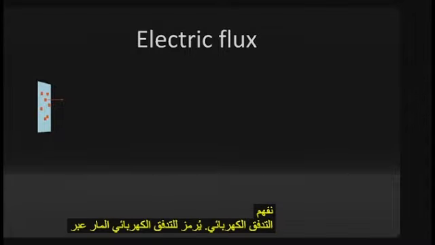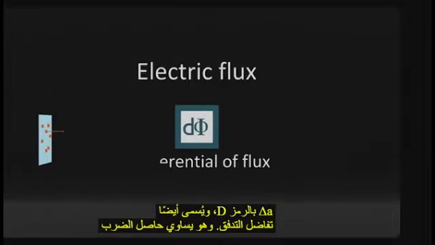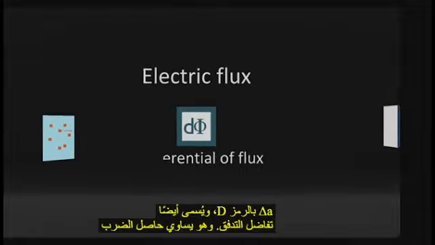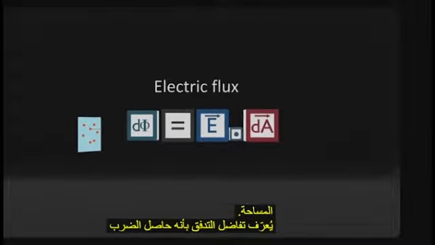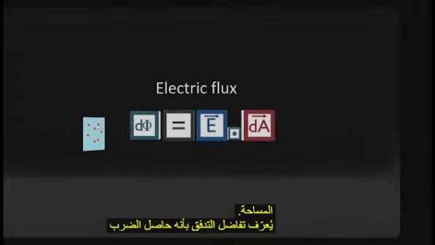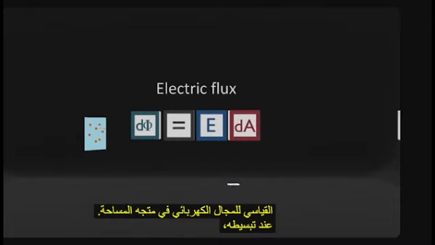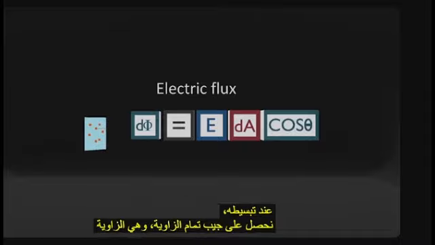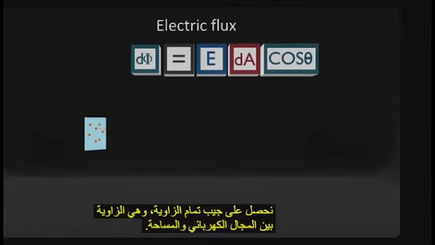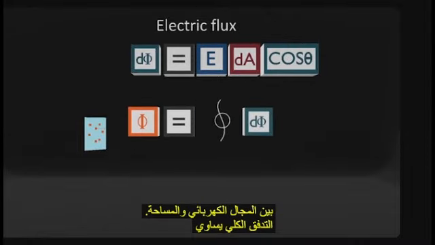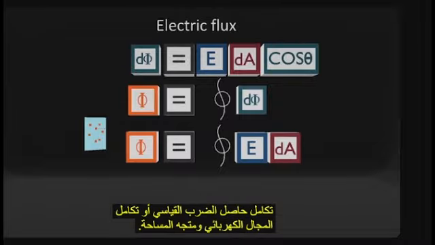The electric flux passing through dA is denoted by d phi and is also called the differential of flux. It is equal to the dot product of the electric field and the area vector. The differential of flux defines the dot product of the electric field and area vector. When we simplify it, we get the cosine of the angle between the electric field and the area vector. The total flux is equal to the integral of the dot product of the electric field and area vector.